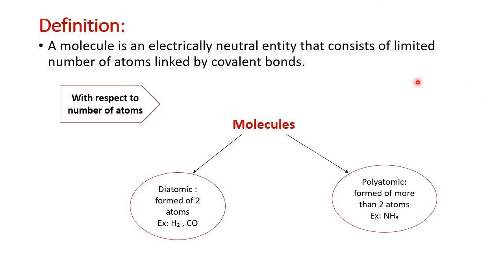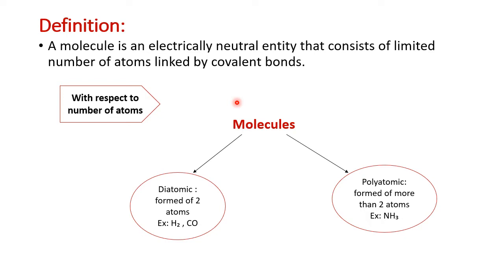First, as a definition, a molecule is an electrically neutral entity that consists of a limited number of atoms linked by covalent bonds. Okay, a molecule is a group of atoms. They are linked together by covalent bonds. We know that we have two types of bonds, covalent and ionic. Ionic occurs in the compounds, while covalent bonds occur in molecules.